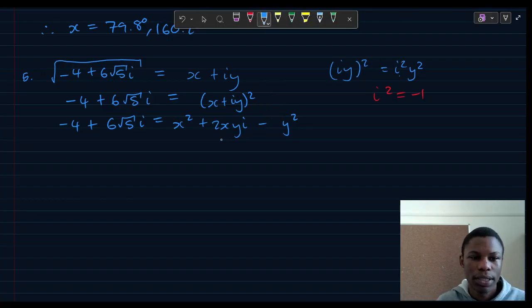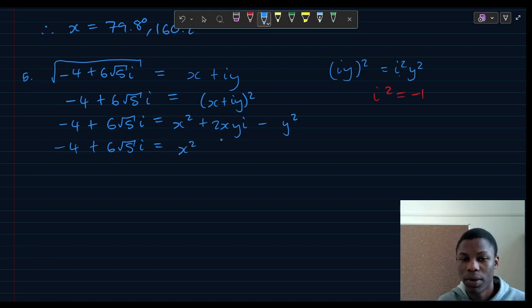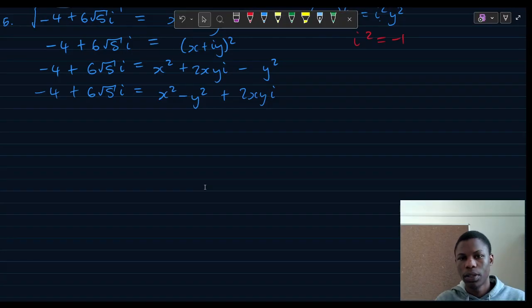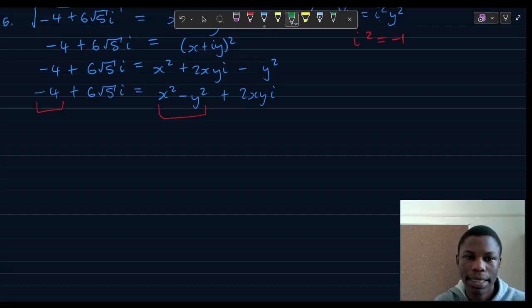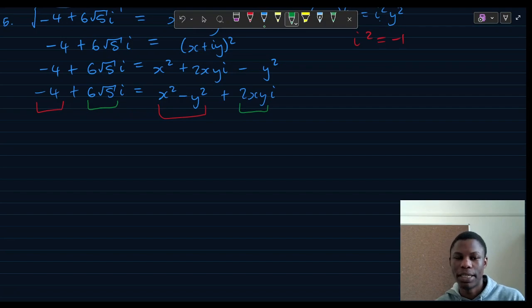Okay. So if we rewrite this, we have that -4 plus 6 root 5i is equal to x squared. Want to put the real parts together, minus y squared plus 2xyi. So we know that two complex numbers are equal if and only if the real parts are equal and the imaginary parts are equal, right? So if this real part is equal to that real part and this imaginary part is equal to that imaginary part, then we say that our two complex numbers are equal.